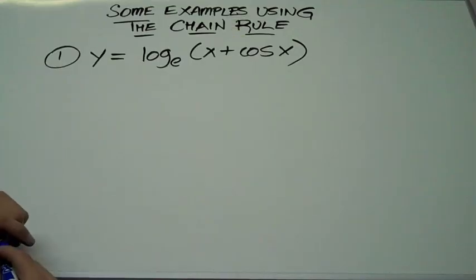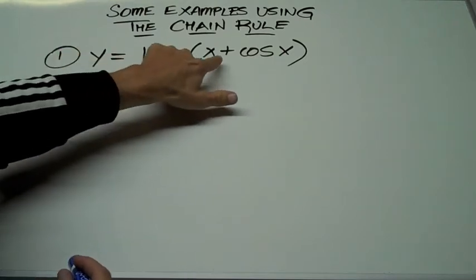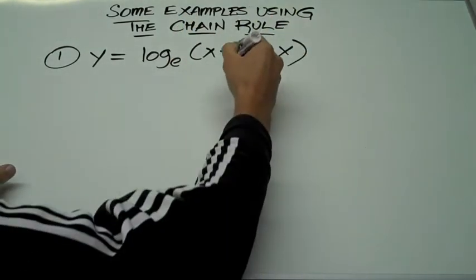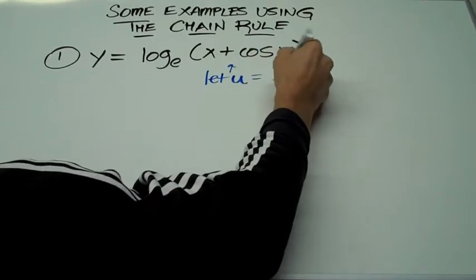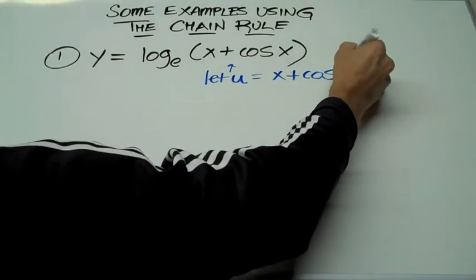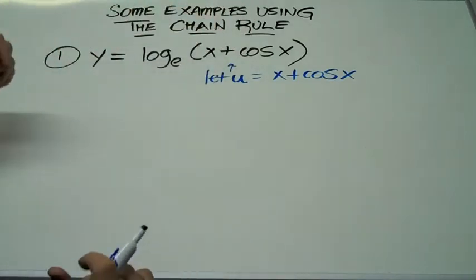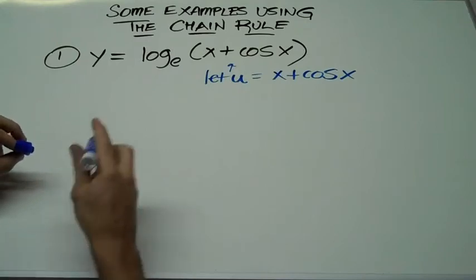Let's look at some examples using the chain rule. For example, if y is equal to log e of x plus cosine x, I see that I have something in parentheses. I'm going to say let u equal x plus cosine x. I know I have to use the chain rule because I've got something besides just log x. So let u equal x plus cosine x.